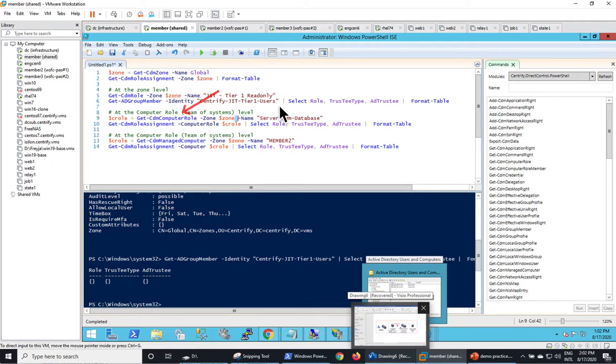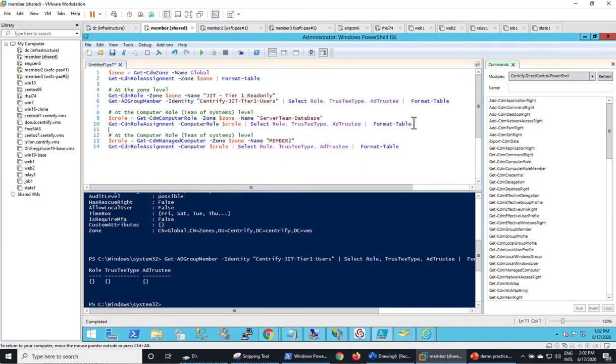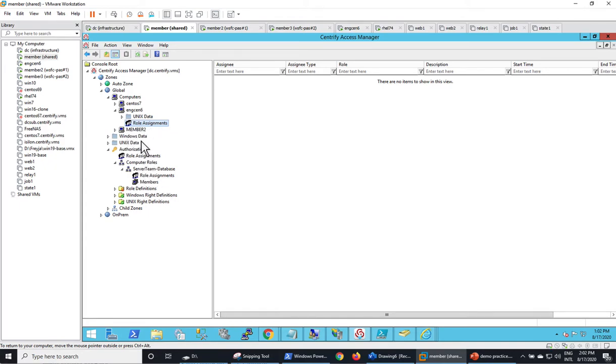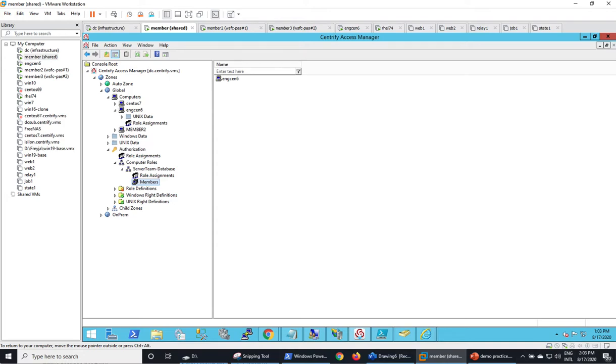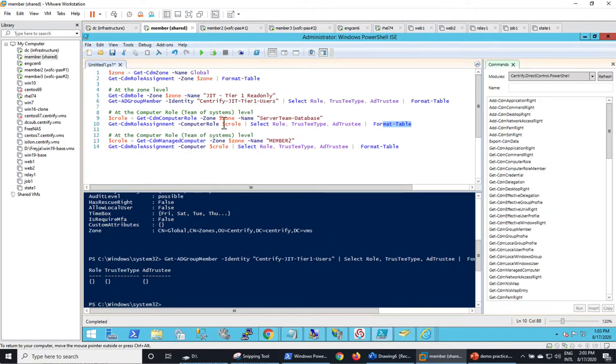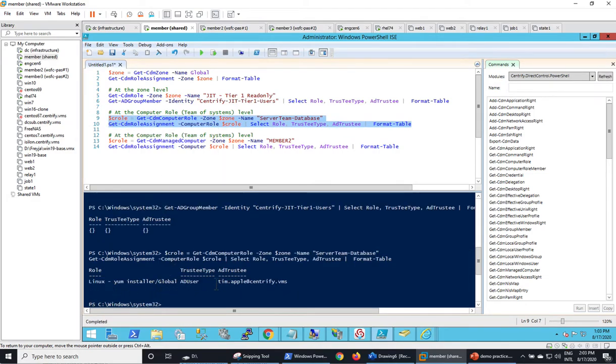I get the role in the proper context, right? In this case, a computer role, or I can get the role directly from machine. So if I wanted to see the computer roles assigned to the role assignments in server team database, which is right here. So this is the role assignment here. My expectation is there's only a Team Apple and there's only one machine here. So let's take a look. And here it is. There's the Yum installer role has been assigned to Team Apple.